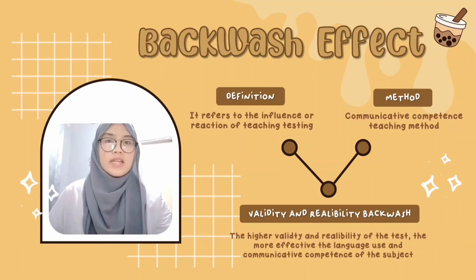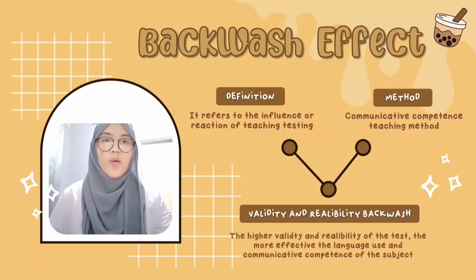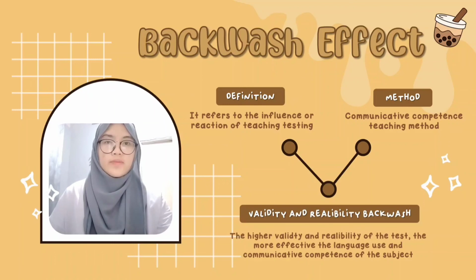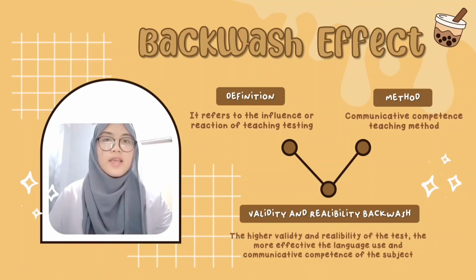And next is reliability and validity backwash. The scientific and fair test should have high reliability and validity. The higher the reliability of the test, the more objectively and accurately it reflects the language competence of the subjects. And the higher the validity of the test, the more effectively it reflects the language use and the communicative competence of the subjects. And next is measures to improve the positive washback of testing.